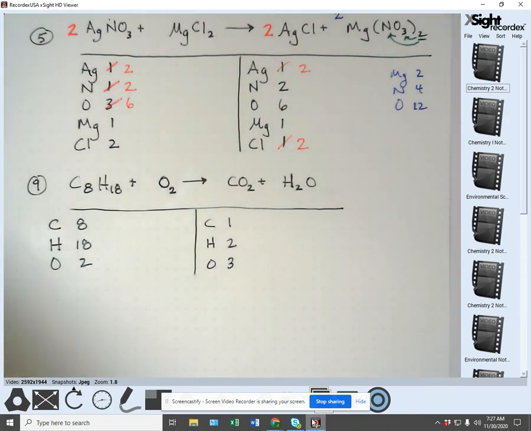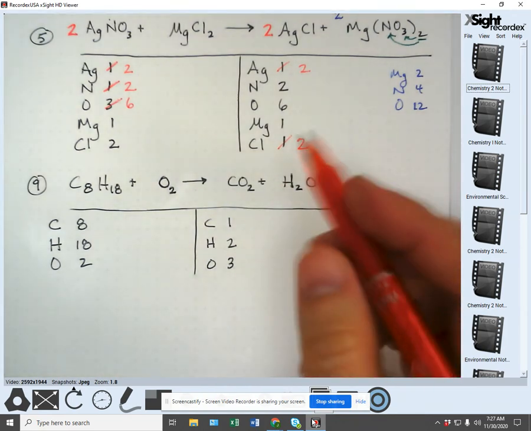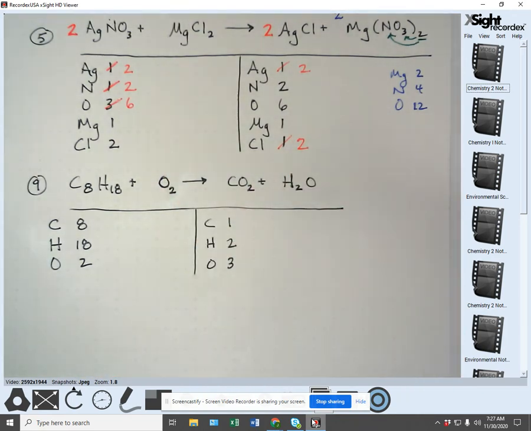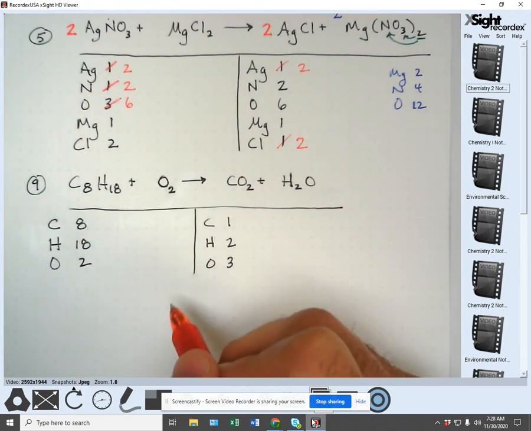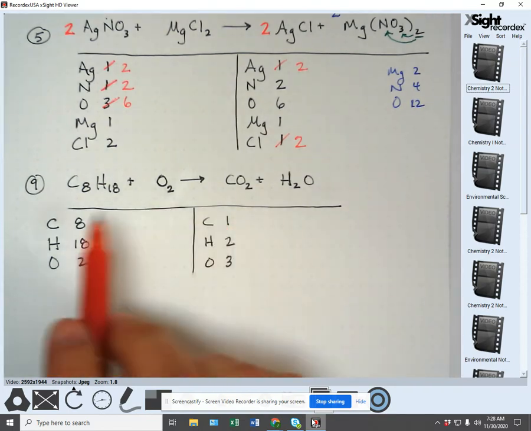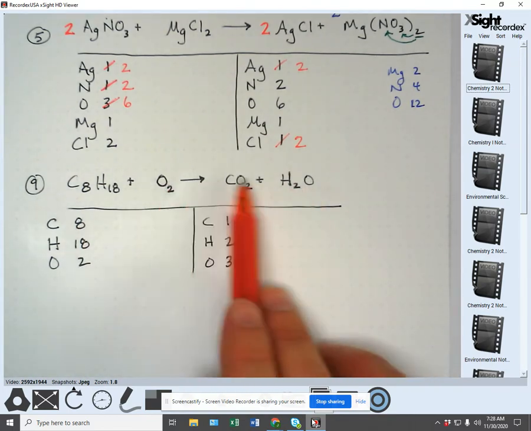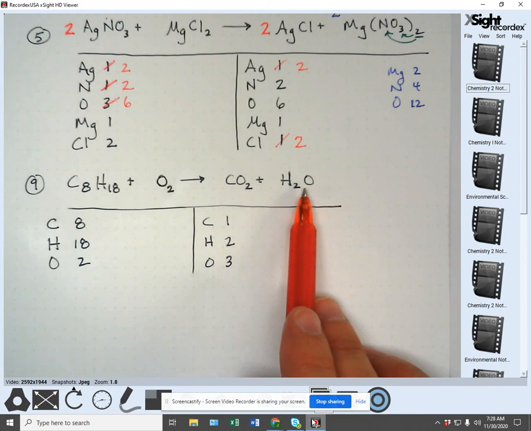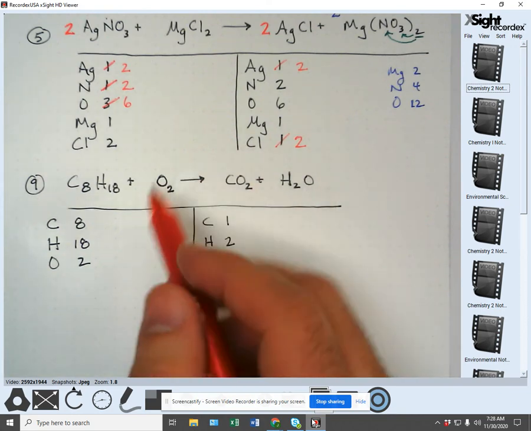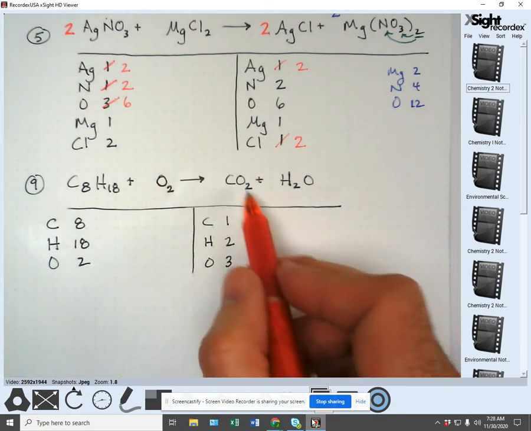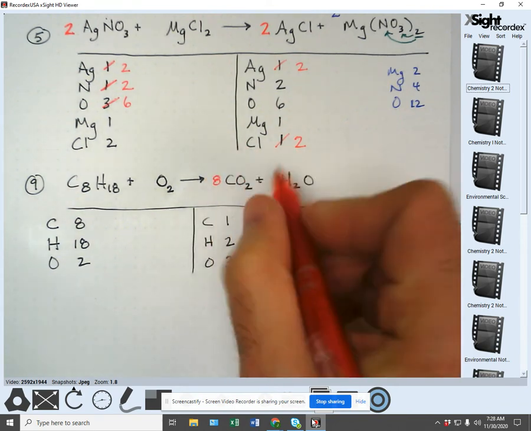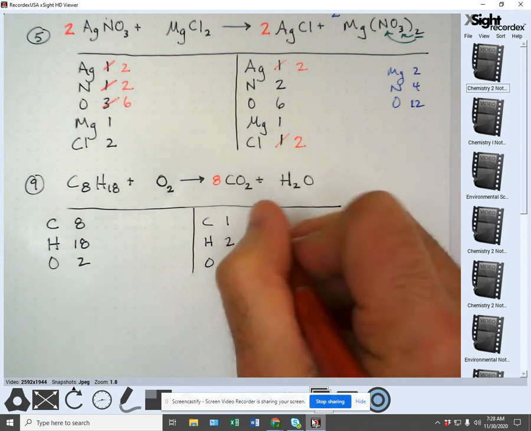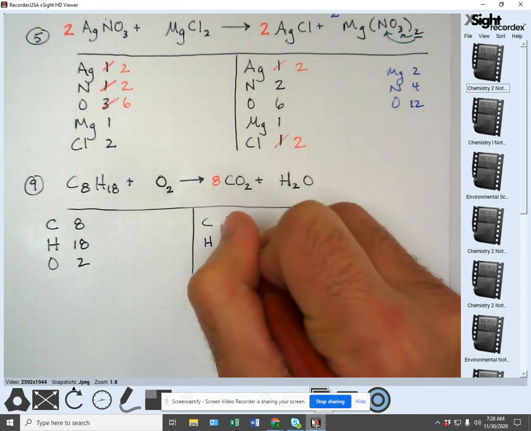All right, so on this, I'm going to do oxygen last because oxygen is in 3 places. Everything else is in 2. Okay, so I'm going to do carbon. I've got 8. I've got 1. So I'm going to put an 8 in front of this. So I do 8 times 1, right? So I get 8 carbon.